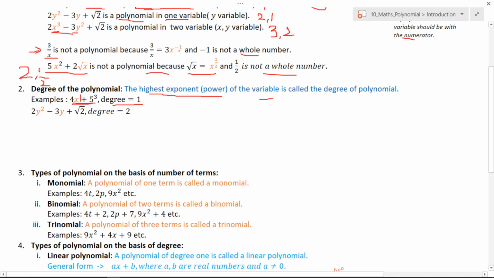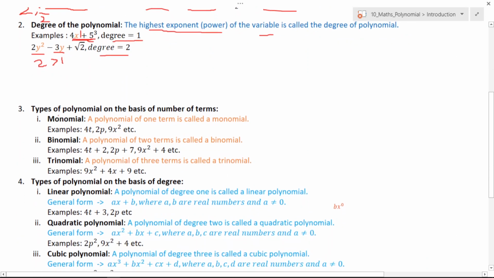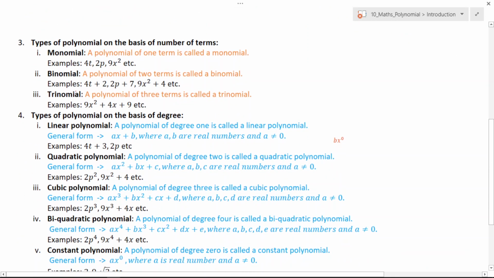And remember one thing, you have to check the power of the variable only, no need to check the power of the constant. Second example, power of the variable in first term 2, power of the variable in second term is 1. 2 is greater, so 2 is the degree of the polynomial. Clear?